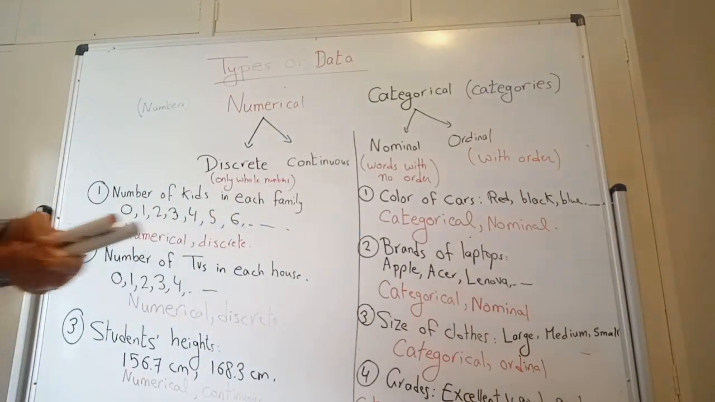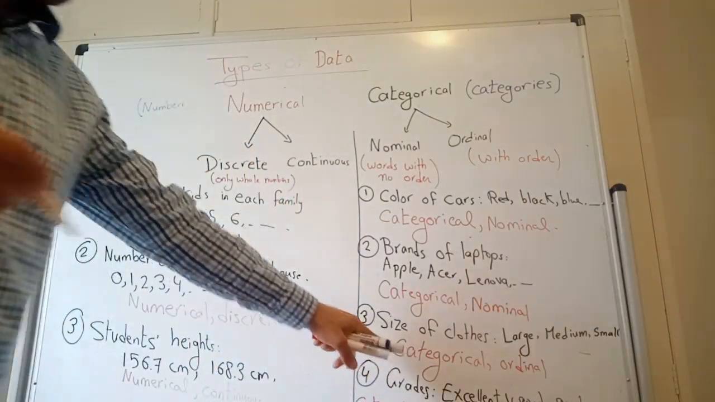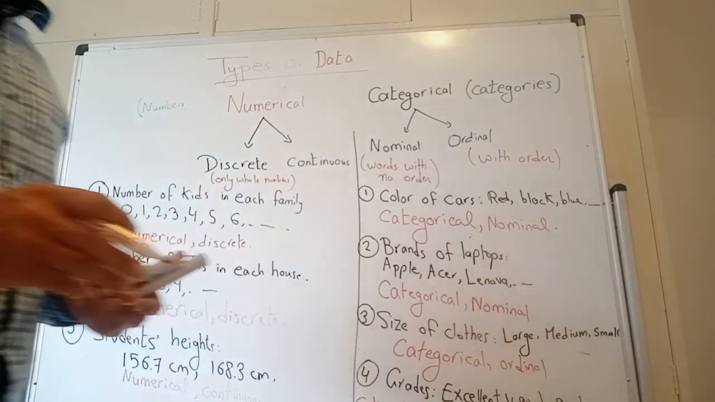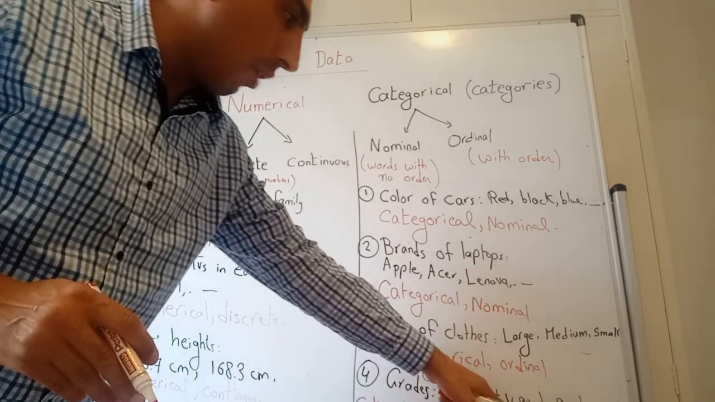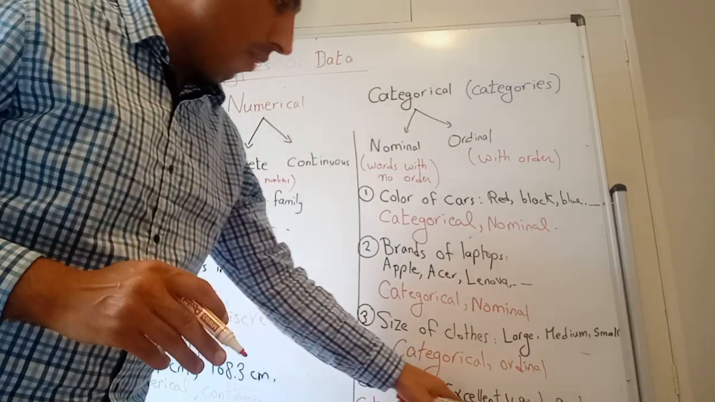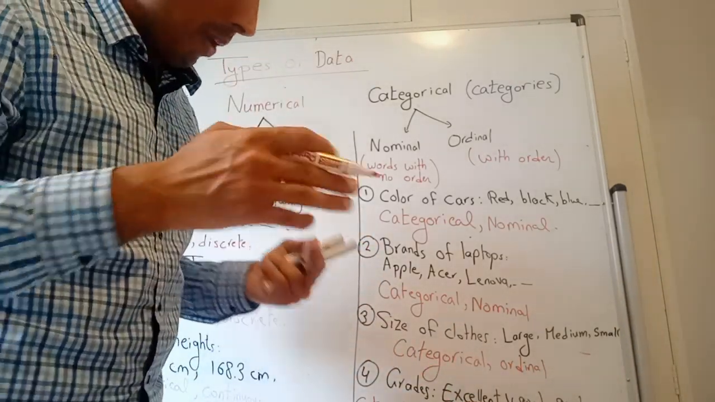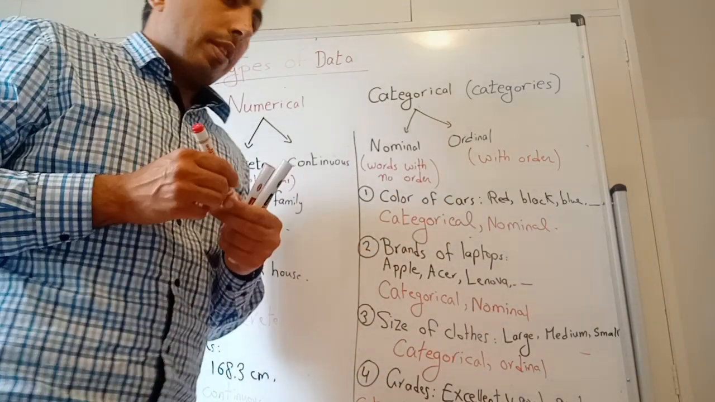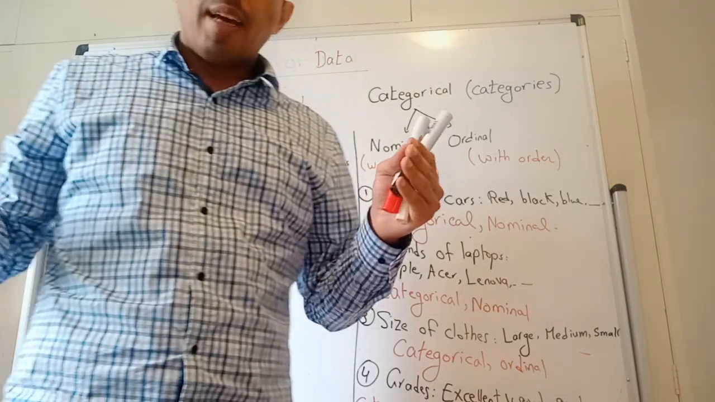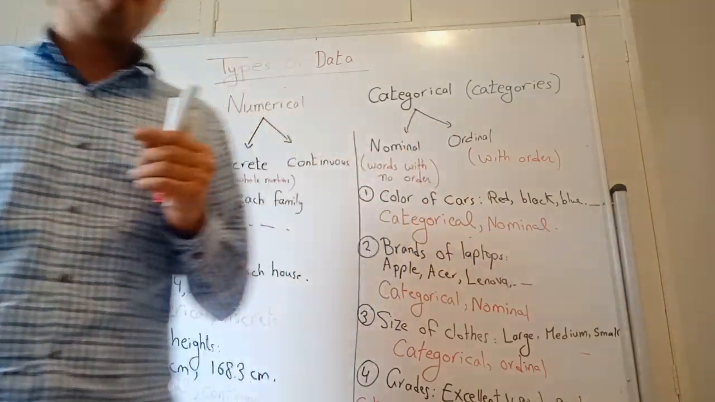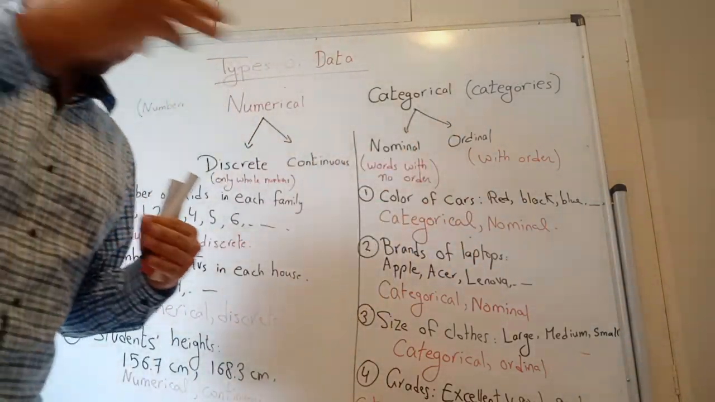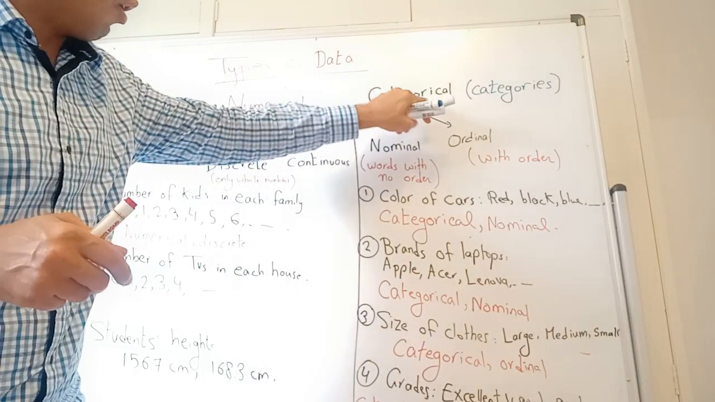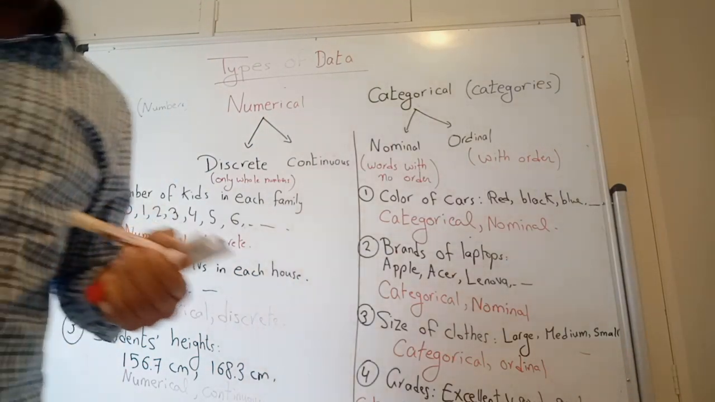And the size of quotes, for example, large, medium, small, and so on. Categorical, ordinal, because you have words, but you have order: large, medium, and small. Grades: excellent, very good, good. Categorical, but we have order: excellent, like the best, then very good, then good. So ordinal. Also, when we talk about surveys: strongly disagree, disagree, neither, agree, and strongly agree. We have an order in the responses, so that is called categorical and ordinal. This is how we classify data. Thank you very much.